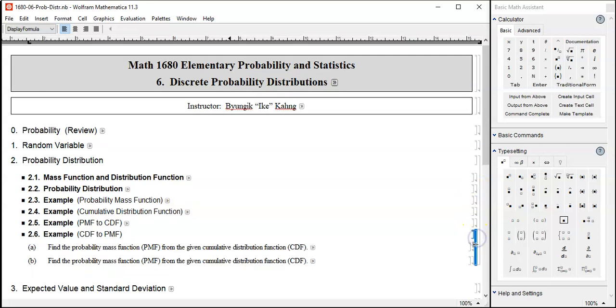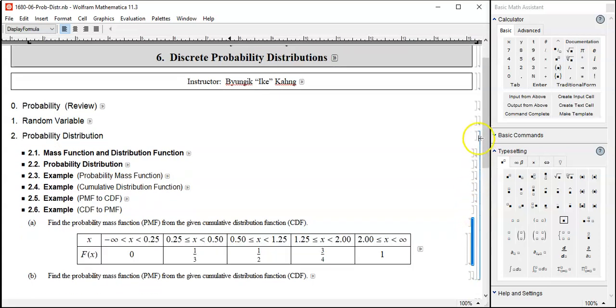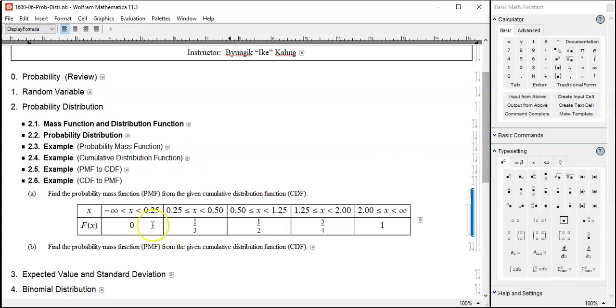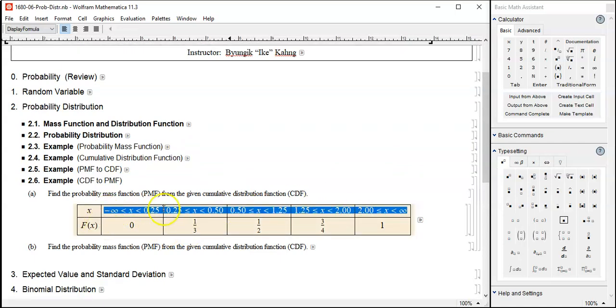Let's go to the problem, where the CDF is given. Please note that everything here is in intervals. Negative infinity to 0.25 is the first interval, and the next interval is from 0.25 to 0.5, and then 0.5 to 1.25, 1.25 to 2, and then 2 to positive infinity.